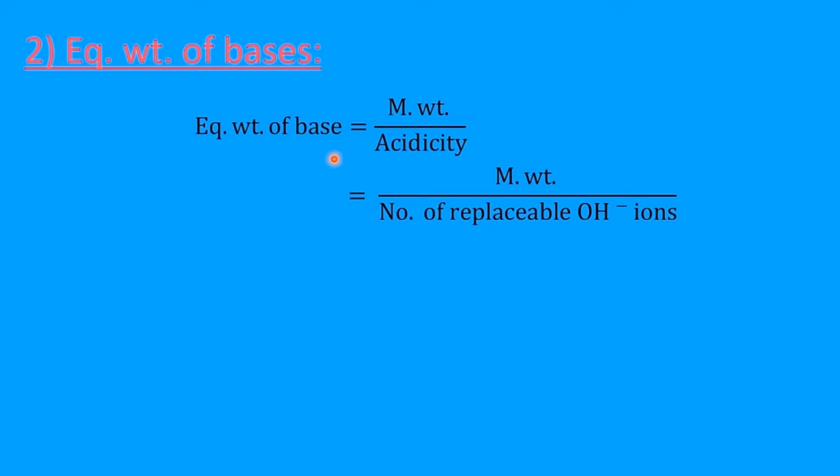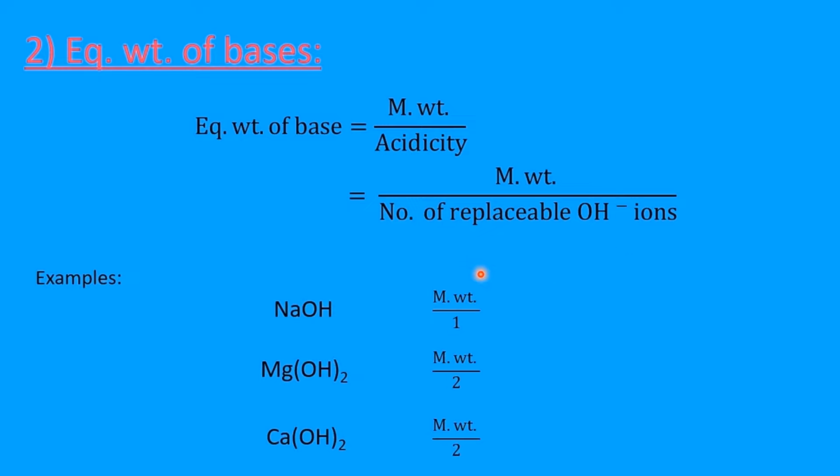Here, what is the equivalent weight of a base? Molecular weight by acidity, just as in the case of acids it was basicity. What is basicity? Just recollect the point. Basicity is the number of replaceable H plus ions in the acid. In the case of bases, acidity is the number of replaceable OH minus ions. I will give you some examples. Take NaOH. When it reacts with acid, what is the salt formed?